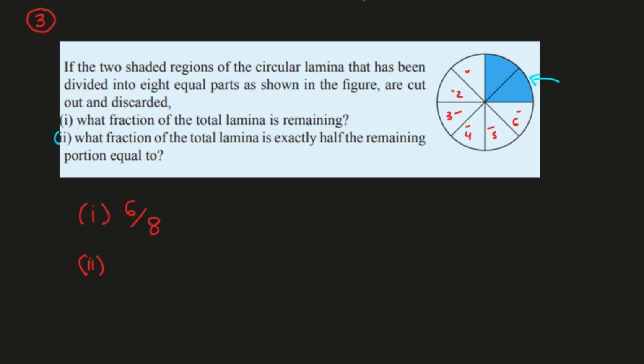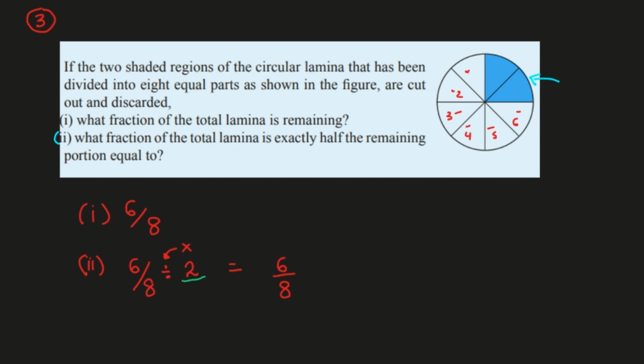So, what will be the remaining portion? We already found the answer. It's 6 upon 8. So, they're asking exactly half of the remaining portion. So, what do you have to do? You have to simply divide the remaining portion by 2. Exactly half. In order to find the solution, you can substitute this division by multiplication and take the reciprocal of this 2.